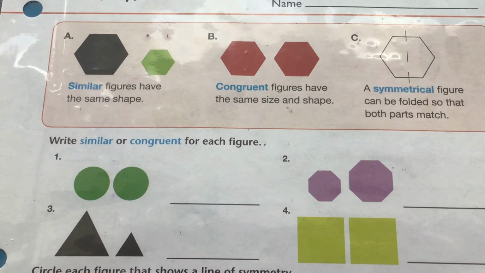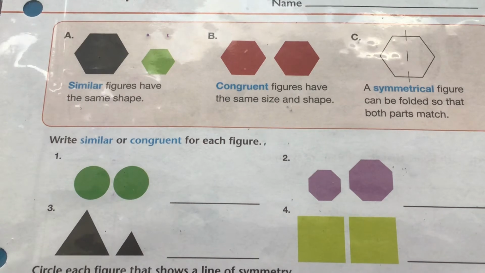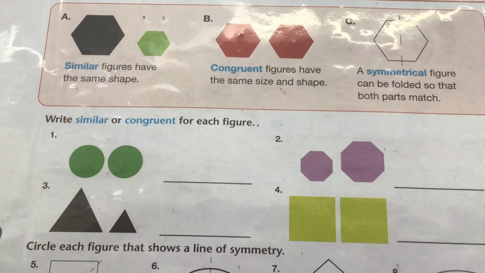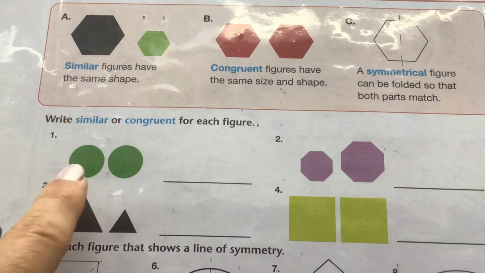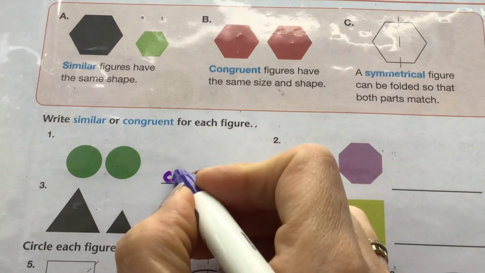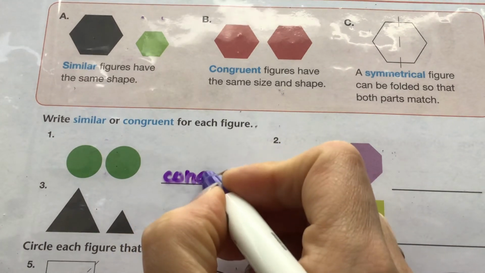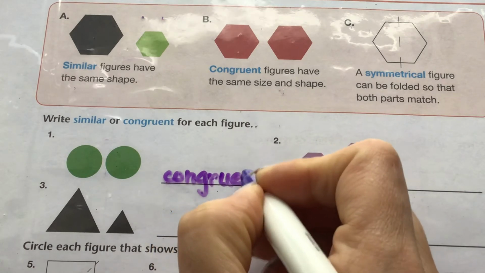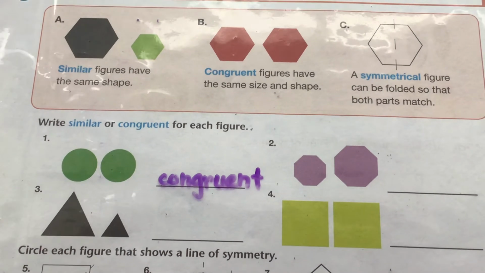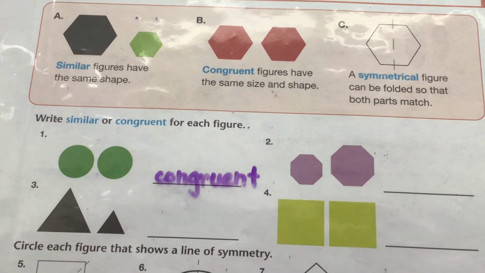So let's try a few here in the next section. They give us 4 groups of shapes. In this first one, we have 2 green circles, and we're supposed to write whether they're similar or congruent. Well, they're both circles, so then I need to look, are they the same size? It's the same shape, yes. Same size, yes. So I would describe these as being congruent. Okay, we'll do a few more. I think this will make a lot more sense as we go through it.